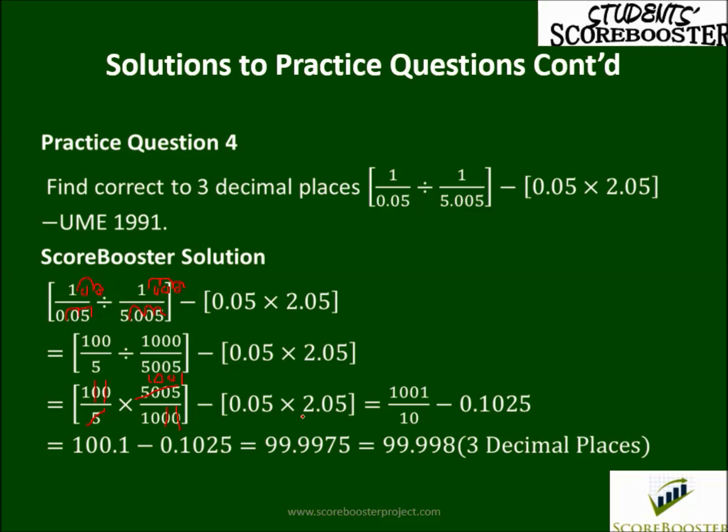Then when you multiply this with a calculator, you have 0.1025. So 100.1 minus 0.1025 equals 99.9975. So you round the 7 up by 1, so you have 99.998, correcting to 3 decimal places.